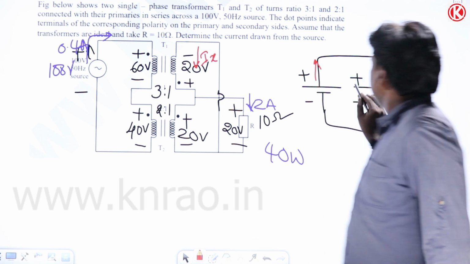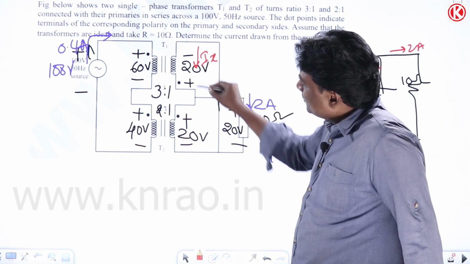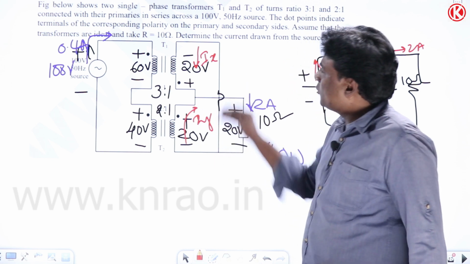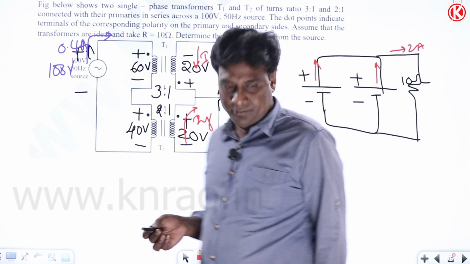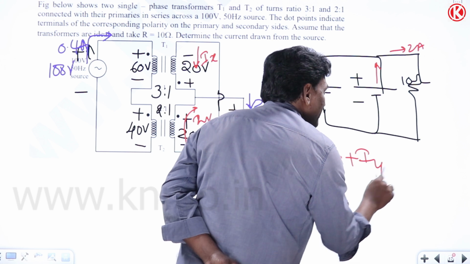Because everywhere from plus only current should come out. So plus only current should come out, this is Ix, and here plus only current should come out, this is Iy. Now what is Ix plus Iy equal to? 2. Okay, now see here, Ix plus Iy equal to 2.